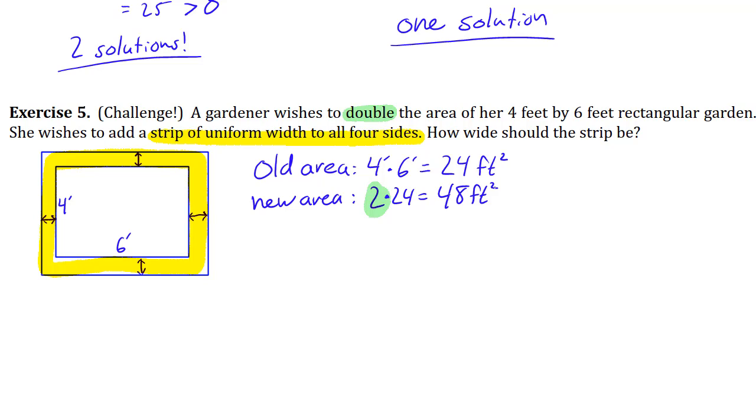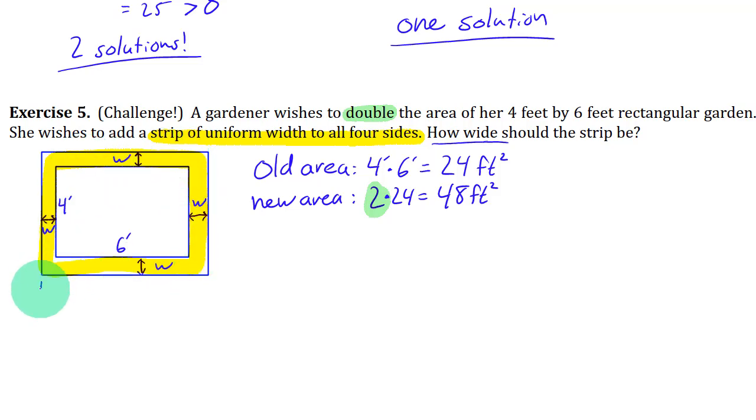And if we want to know how wide the strip should be, that's the goal here, let's call that width W. It's good to come up with names for the thing you're asked to find, so let's call it W. And we need to find what W is so that the new area is 48 feet squared. So if you know what W is, how would you find the new area?